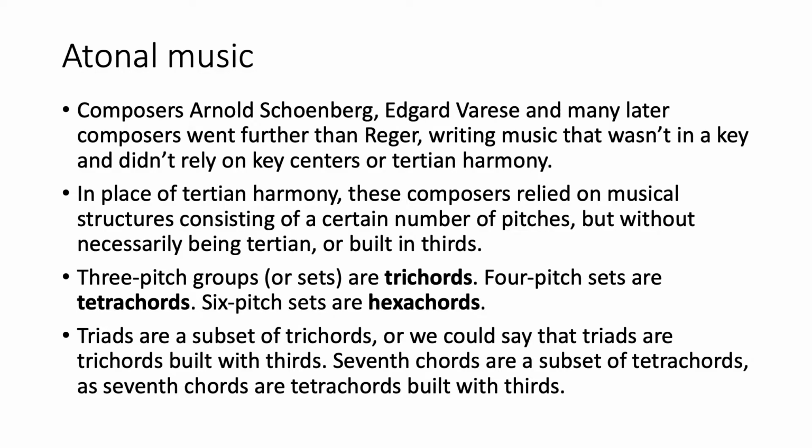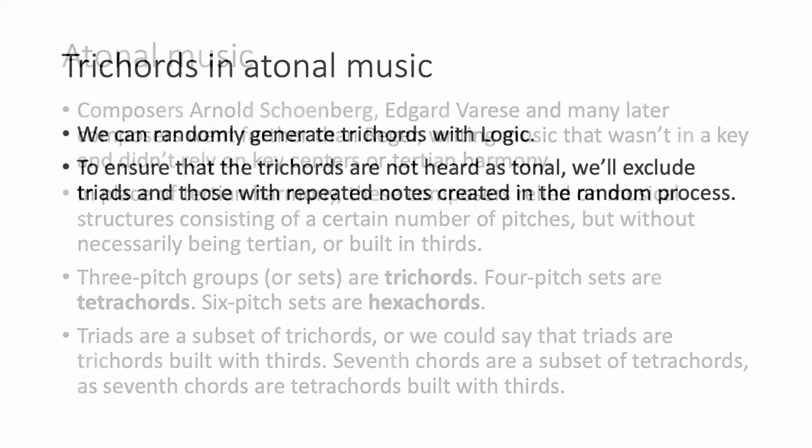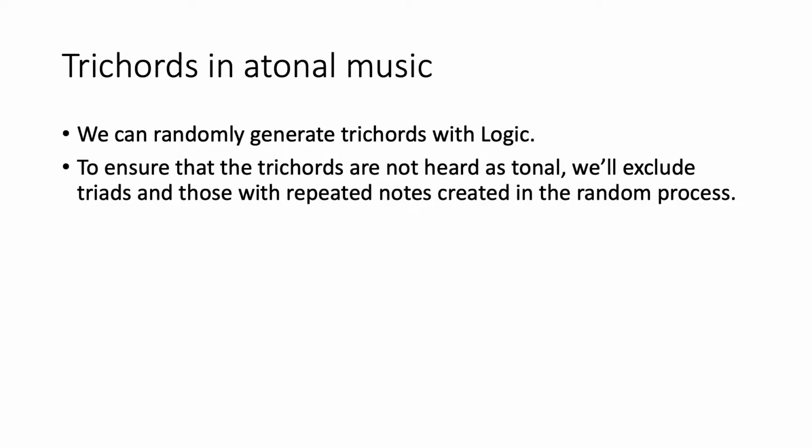We can say that triads are a subset of trichords because we can also say that triads are trichords built with thirds. Seventh chords are a subset of tetrachords, as seventh chords are tetrachords built with thirds. Even if the triads or the seventh chords are inverted, we can still figure out that in their basic form, they are built in thirds. To begin thinking about atonal music, we could randomly generate trichords with Logic.